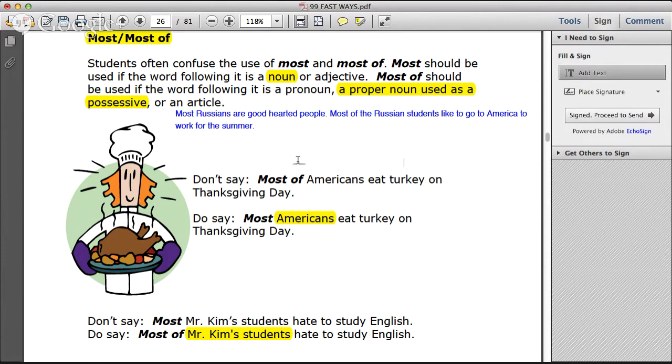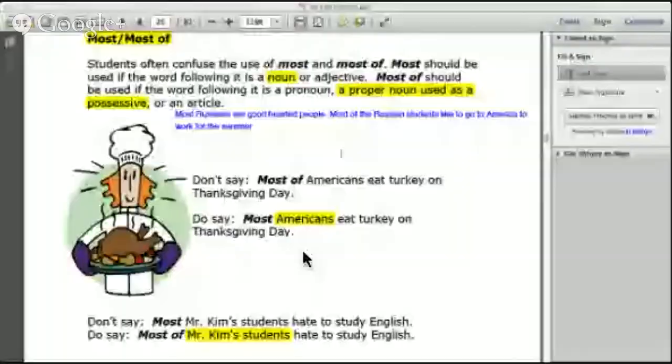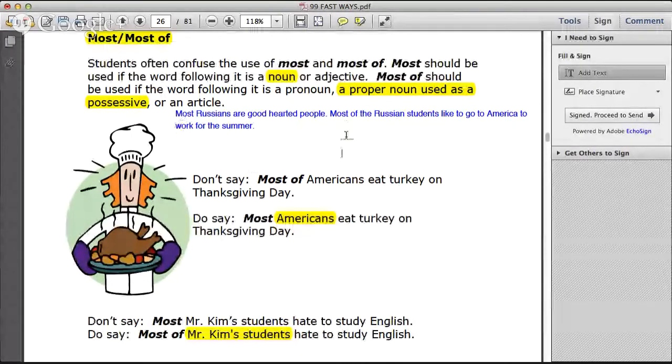Okay, good. All right, so here, most Russians. Okay, that's going to be a noun. Most of the Russian students. Okay, we have an article here, most of the, right? Like to go to America to work for the summer. Okay, good. Let's go to Claudio. Give me a sentence with most and another one with most of the.